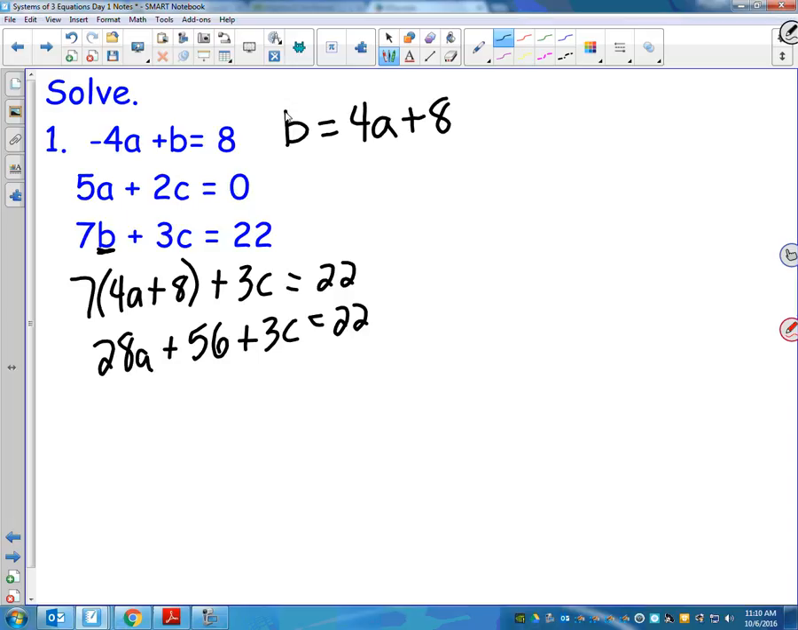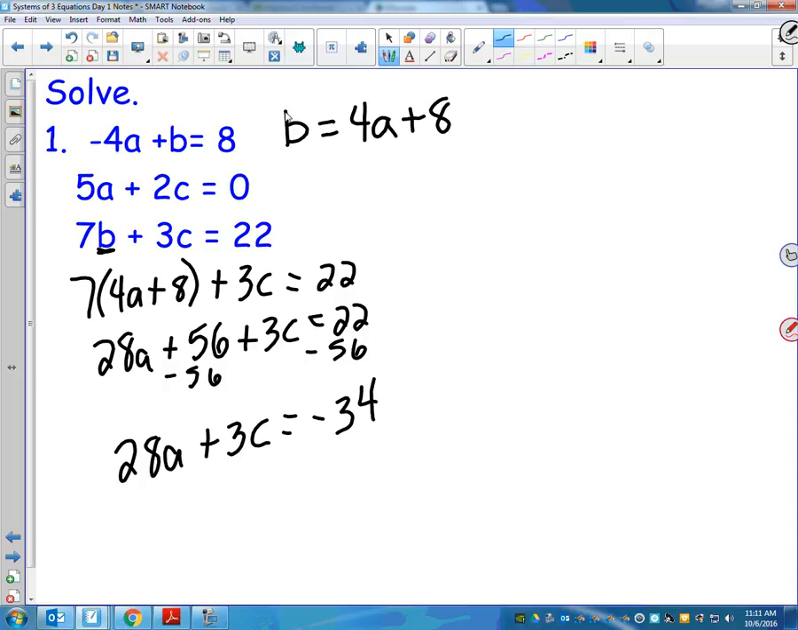And I want to make it look like this. I want a, c, and a number. So I'm just going to subtract 56 over here. And I'm going to get 28a plus 3c equals negative 34. Is that true? So what I've done, I did substitution, and now look what I have. I have an equation with a and c in it. I have another equation with a and c in it. That's what we've been doing. This whole chapter is solving 2 equations in 2 variables.